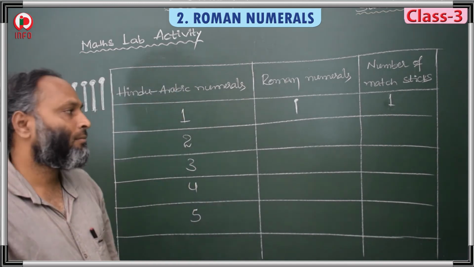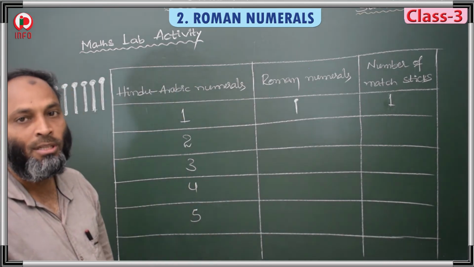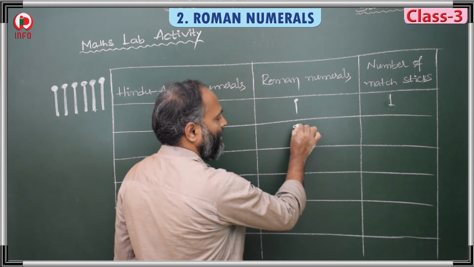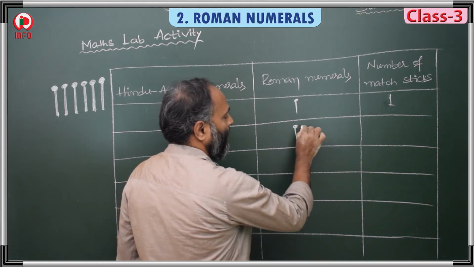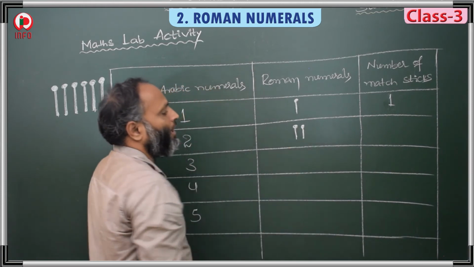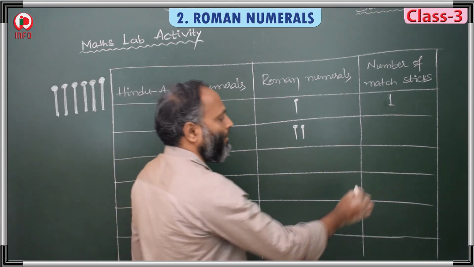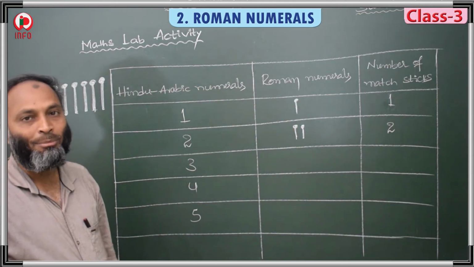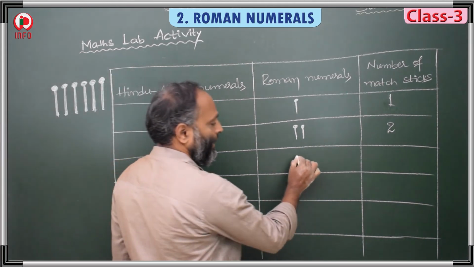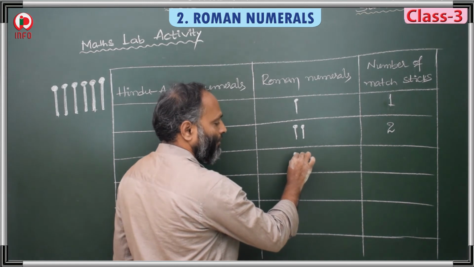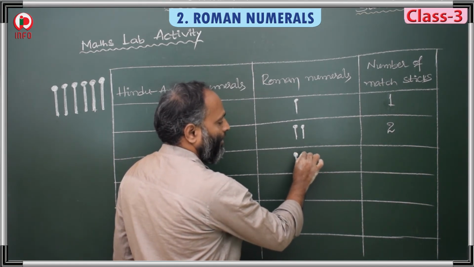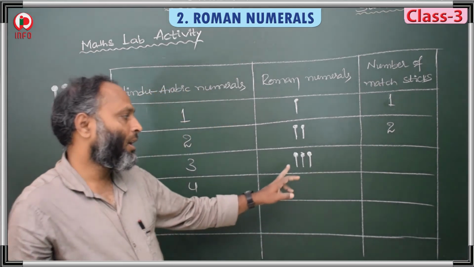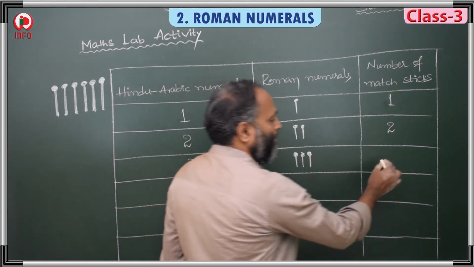1 matchstick we need. Then 2. How do we represent 2 in Roman numerals? That is I and I. It means 2 matchsticks we need, 1 like this and 1 more like this. Number of matchsticks, 2. Then 3. What is the representation of 3 in Roman? I, 3 times I. 1 matchstick for 1 I, 1 more I, one matchstick, and one more I, another matchstick. Total how many matchsticks do we need? 3 matchsticks.